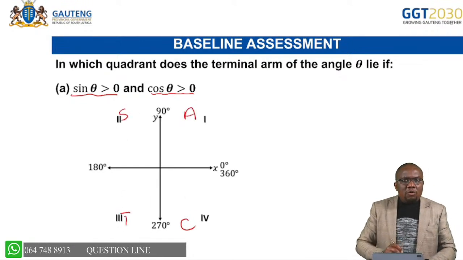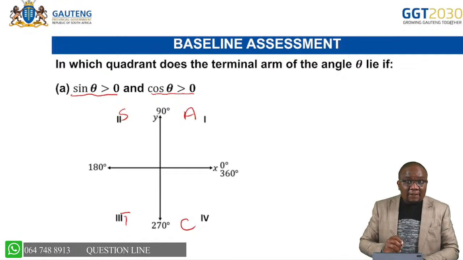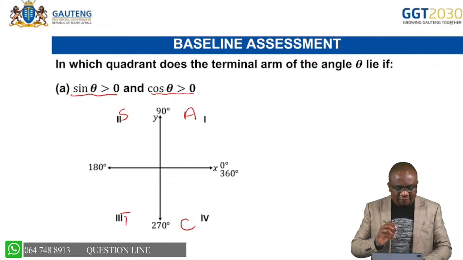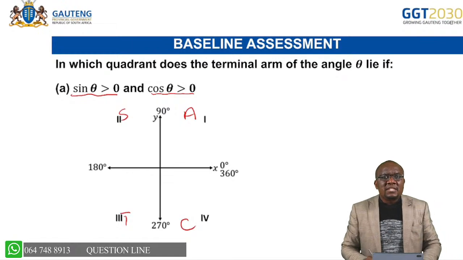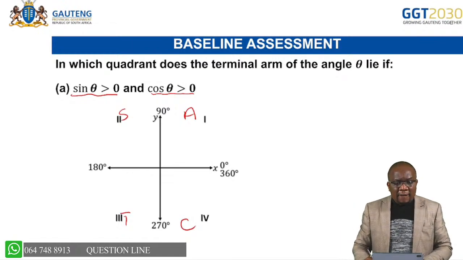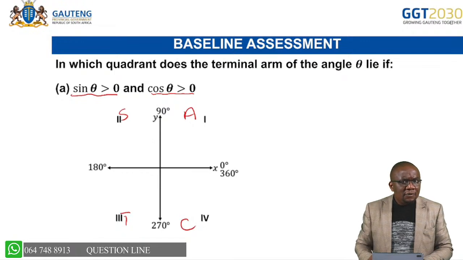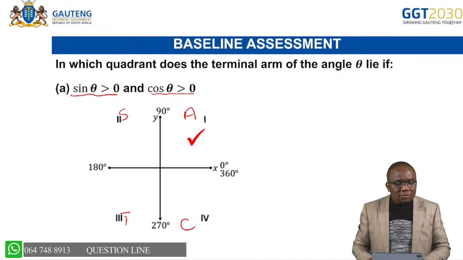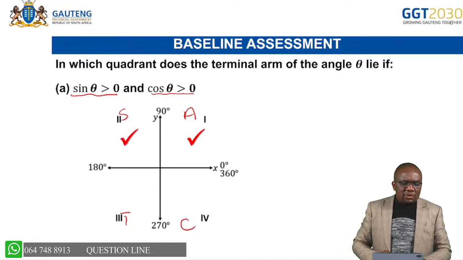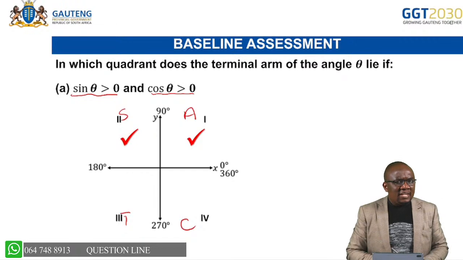Okay, A, all of them are positive. S there, quadrant 2, sine theta is positive. T in quadrant 3, tan theta is positive. C there in quadrant 4, cos theta is positive. Okay, where is sine theta positive? In quadrant 1, and which quadrant? Quadrant 2. Very good. Right, quadrant 1 and quadrant 2. That's where sine theta is positive.